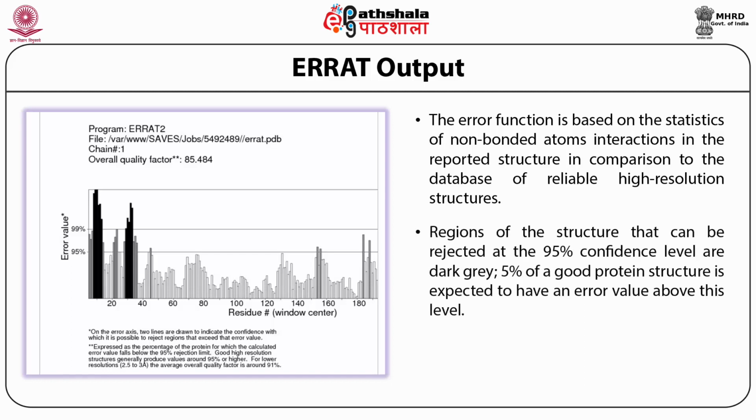Regions of the structure that can be rejected at 95% confidence level are shown in dark gray or black. Then 5% of a good protein structure is expected to have an error above this level. So most of the structure having error above 95 is to be rejected, or you need to look at the structure. Regions that have to be corrected are above the 99% level. Based on the available high resolution crystal structures, this error plot has been designed for your model. So anything above 99% or 95% has to be reduced to 80% or 85%. This region has to be fixed so that the overall error quality factor goes lower.